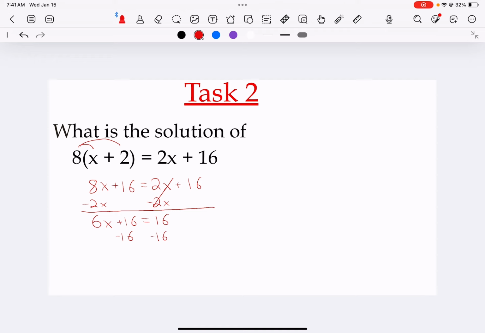I'm going to subtract 16 from each side. The 6x comes down. 16 minus 16 is 0 equals 16 minus 16 is 0, and I need a number there, so I'm going to put a 0. And I can divide both sides by 6. 6x divided by 6 is just x, and 0 divided by 6 is 0. So x is equal to 0.